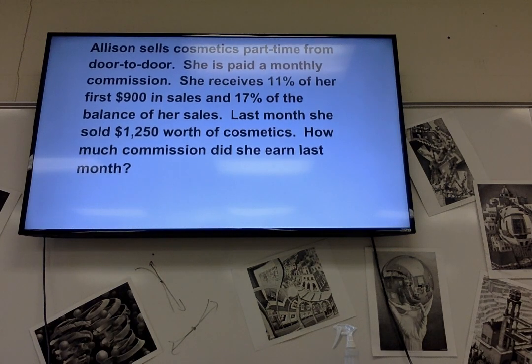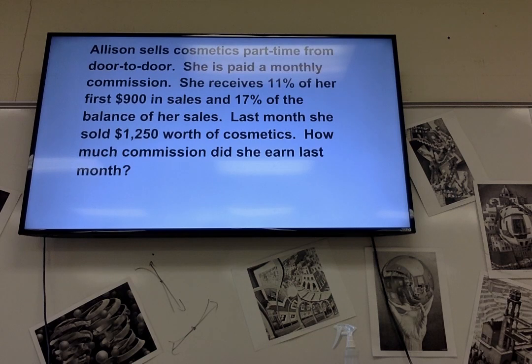Okay, example 2. Again, don't feel like you have to write all this down. Allison sells cosmetics part-time from door to door. She is paid a monthly commission. She receives 11% of her first $900 in sales, and then 17% of the balance of her sales. Last month, she sold $12.50 worth of cosmetics. How much commission did she earn last month?